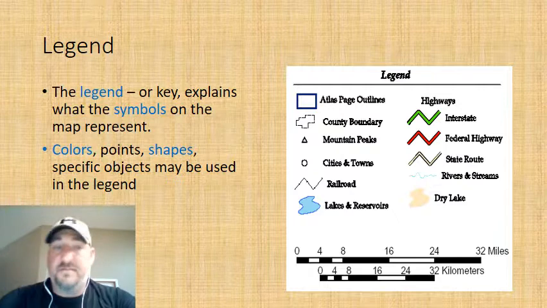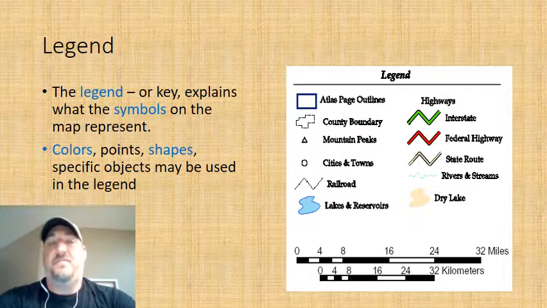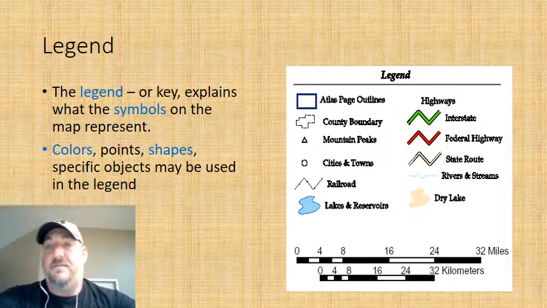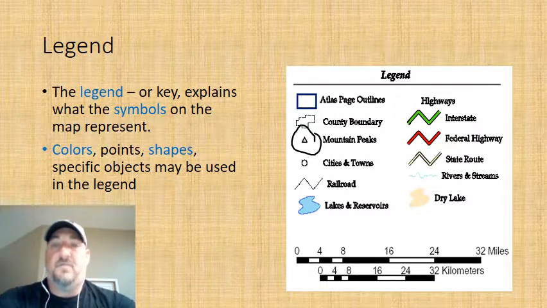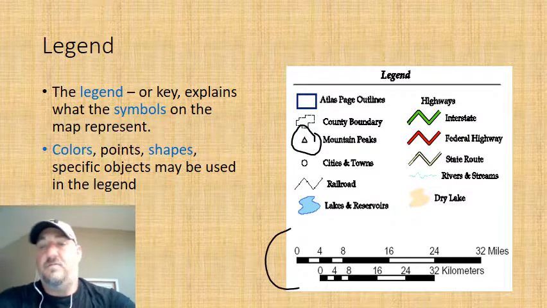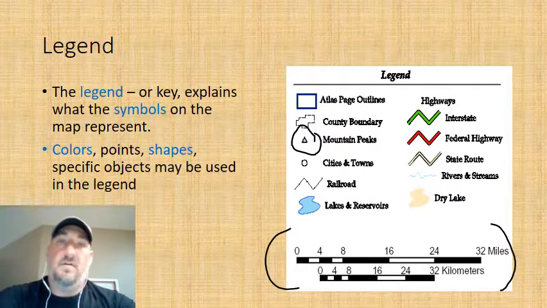Colors, points, shapes, specific objects may be used in the legend. So here we have some different highway systems: the interstate, the federal highway, the state route. The lines are going to be the same, but the colors are going to change as it's representing different roadways. And then a common one too is mountain peaks. A lot of times the scale will be located close to or nearby the legend.